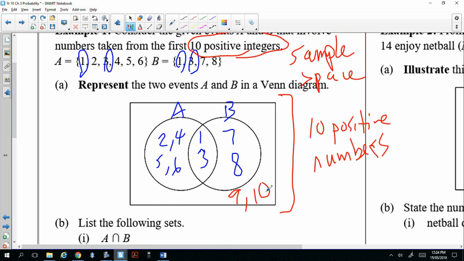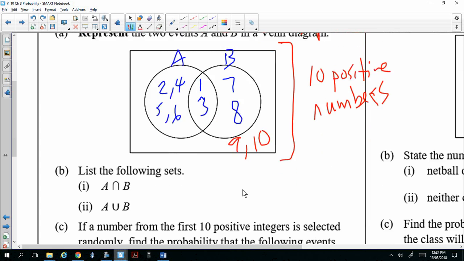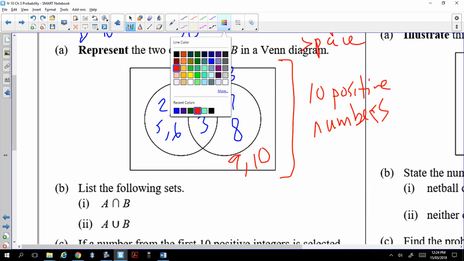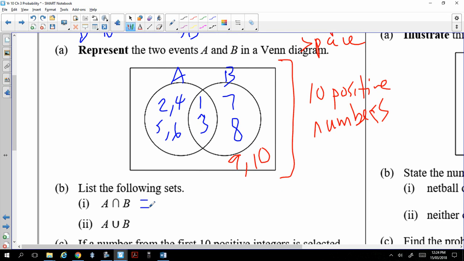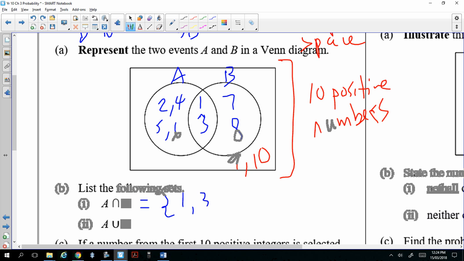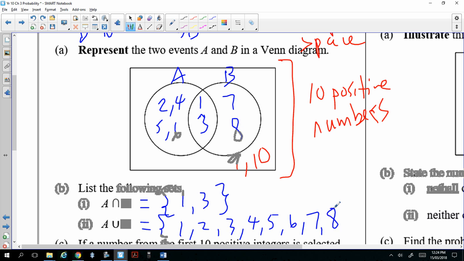Let's list the sets. The set containing both A and B, you use a curly bracket for a set. The set containing 1 and 3. That's the set, 1 or 3. And the set containing A or B will be everything in A or B. So it will be everything here: 1, 2, 3, 4, 5, 6, 7, 8. So 'or' means everything, and 'and' means common things. And once you list them, calculating the probability is very simple.